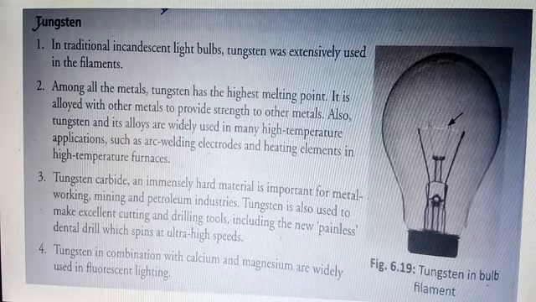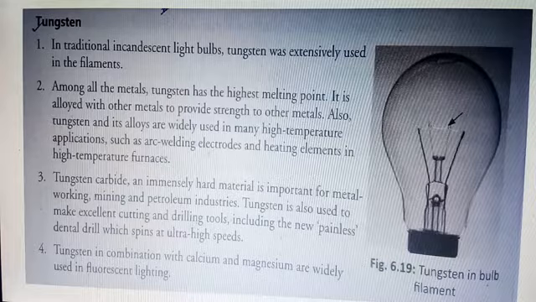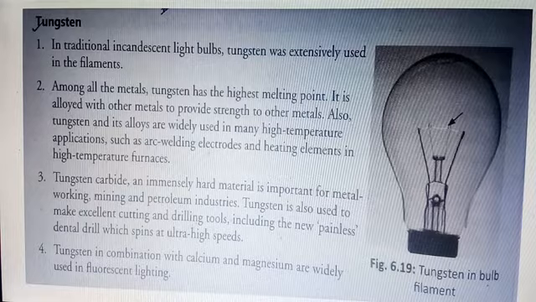This wire is made up of tungsten. So if this tungsten breaks, then the bulb does not glow. Previously, when the bulb did not glow, we used to take out the bulb and see whether this curly wire is broken or not. If it is intact, then there must be some other problem. Otherwise, if this is broken, then we have to replace the bulb.